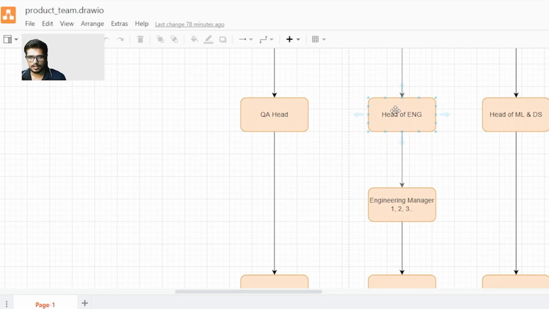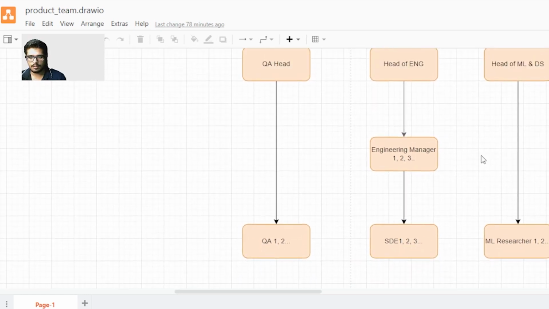So a head of engineering might manage multiple product lines along with the head of product. This guy will have maybe 2 or 3 engineering managers reporting into him. And these engineering managers will have a bunch of SDEs reporting into them, and these SDEs might then have graduate SDEs reporting into them. But this is how broadly the structure of an engineering team would look. Obviously, there will be more permutation combinations.